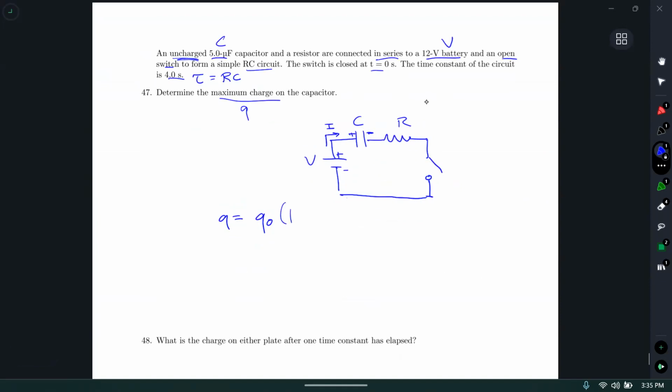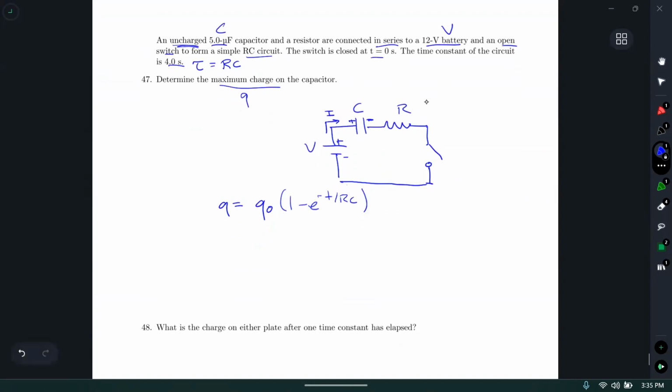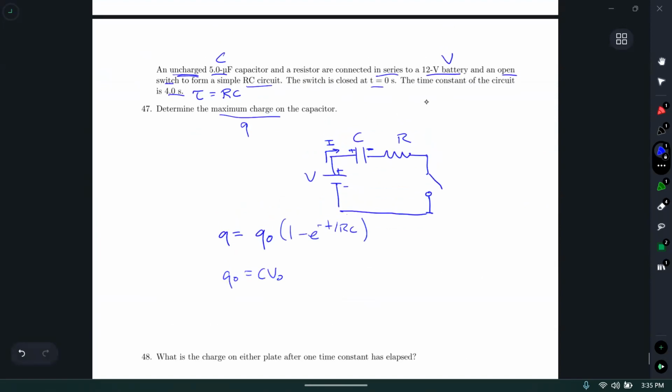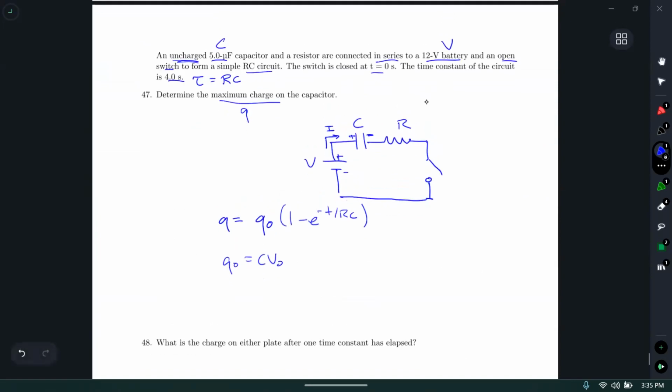So Q equals Q0 times (1 minus e to the negative t over RC). And then Q0 is C V0. And so I just got to worry about maximum charge. It turns out that is this thing right here, because that is the final charge I end up with on my capacitor. But if I didn't remember that, I just knew something about this formula.